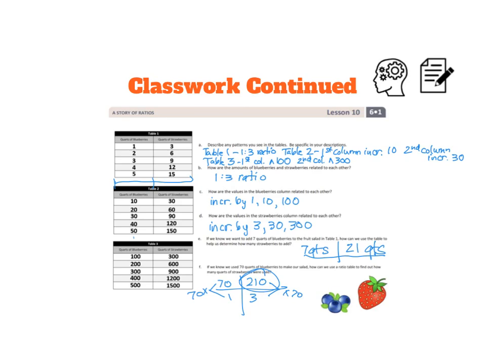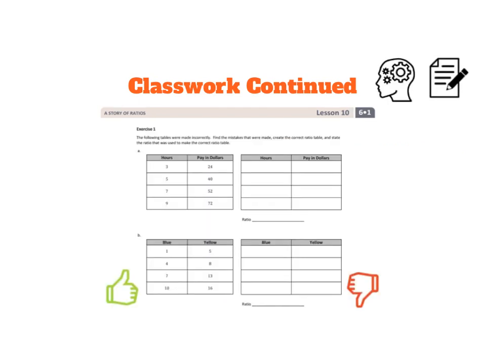So let's go to the next slide. And this is not about fruit salad. This is about something else. The following tables were made incorrectly. There are some errors. Find the mistakes that were made and create the correct table. So I'm going to correct that over here, and then here I'll write the new table and state the ratio down here.